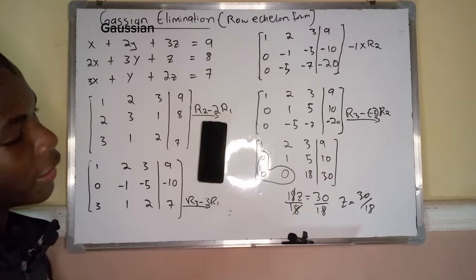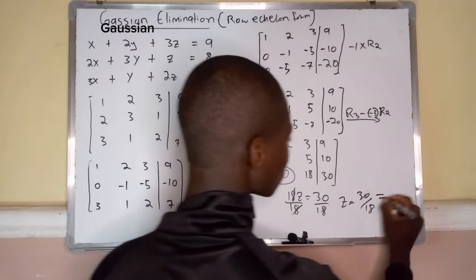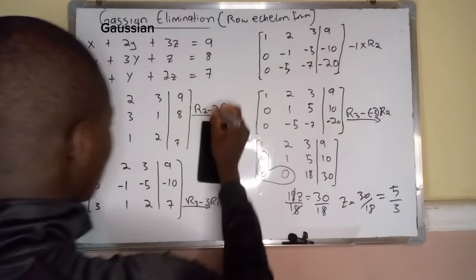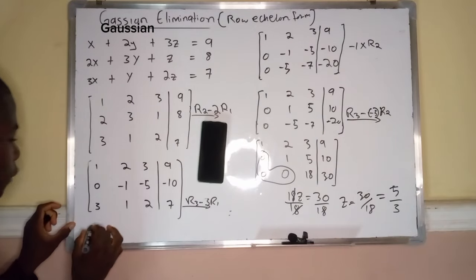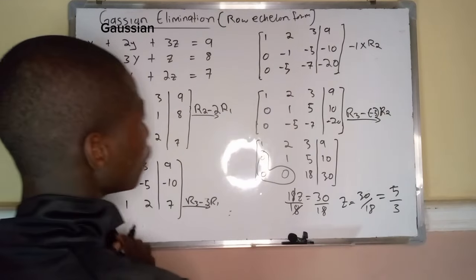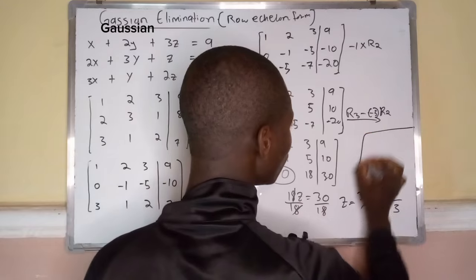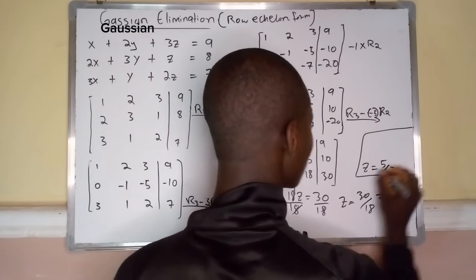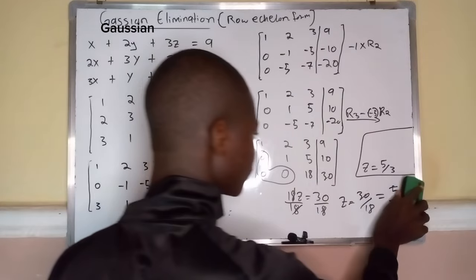So we have 30 over 18, which is the same thing as 5 over 3. So therefore, the value of z is equal to 5 over 3.